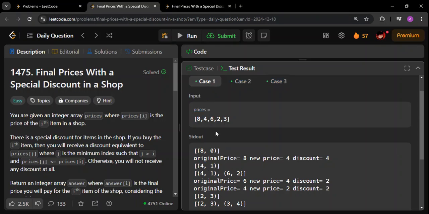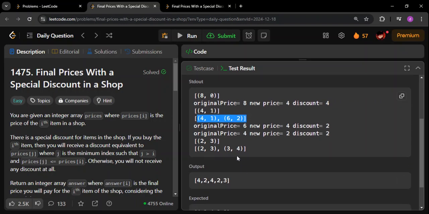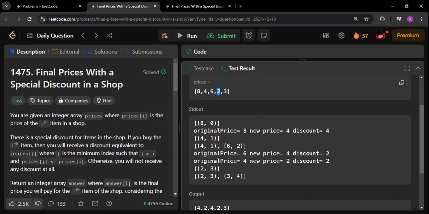Now comes the third element, 6. When I'm inserting 6, the only element present is this one. Is it greater than 6? No, 4 is not greater than 6. So both of them will now be in the stack. Nothing will be popped out as of now. The next element coming is 2. Now when 2 is coming, the top of the stack is going to be 6. Remember, last in first out. That is the principle of stack.